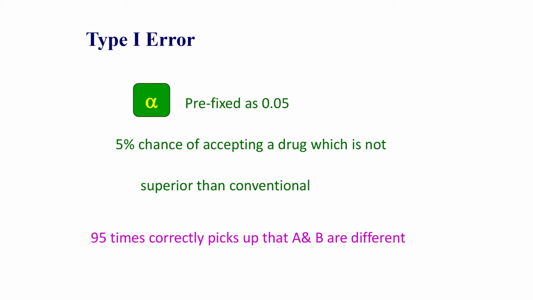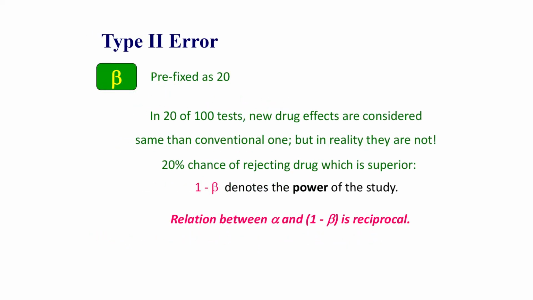Then there is a type 2 error, which is also known as beta error, and it is prefixed at 20. So in 20 of 100 tests, the new drug's effects are considered the same as the conventional one, which means you have a false negative, but in reality they are not. It is fixed at 20%, so there is a 20% chance of rejecting a drug which is superior, and it is denoted by beta, and 1 minus beta is known as the power of the study.